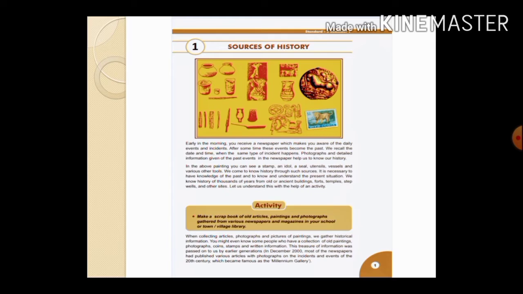Moving ahead, in the above painting, you can see a stamp, an idol, a seal, utensils, vessels, and various other tools. We come to know history through such sources, and it is necessary to have knowledge of the past to know and understand the present situation. We know the history of thousands of years from old or ancient buildings, forts, temples, stepwells, and other sites. So it is compulsory to have an idea about the past. Only then can you compare it with the present situation and know the difference.